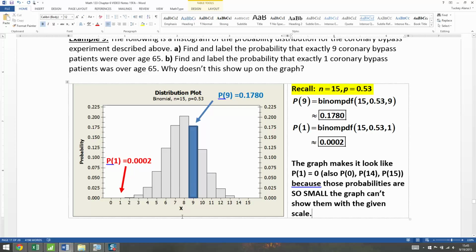If you made the graph, I don't know, maybe even as tall as this page, with 0.0002 written out as a tick mark, then you could do it. But this scale would make that value so tiny that it can't be drawn. It doesn't mean that it's not there, though, so be careful. Since n is 15, you know that 0, 1, 14, 15 do actually have probabilities. It's just they're so tiny that a computer program can't draw them. Nor could you if you did it by hand.